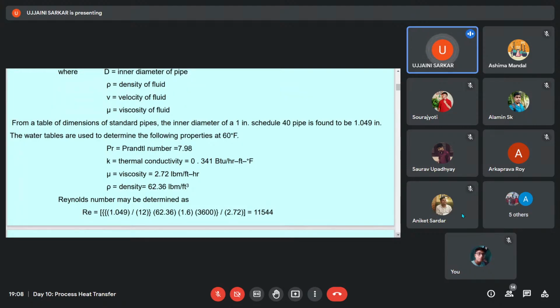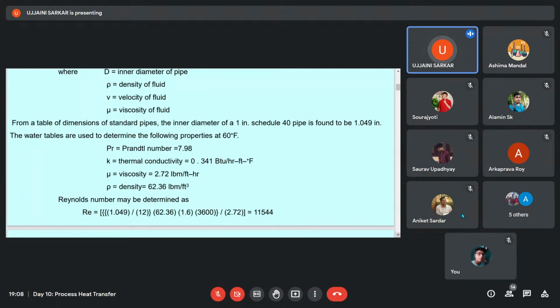So when schedule 40 1-inch diameter is given, then from the table you find that for the 1-inch schedule 40 pipe, the inner diameter is 1.049. And the outer diameter you can also find out. So for a schedule 40 1-inch pipe, the inner diameter is not 1 inch, but it is a little more than 1 inch.